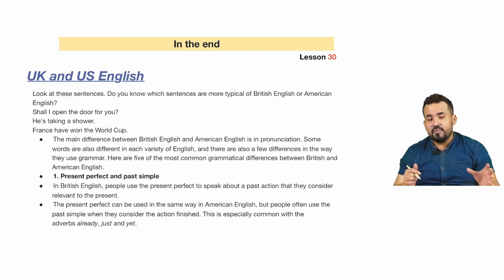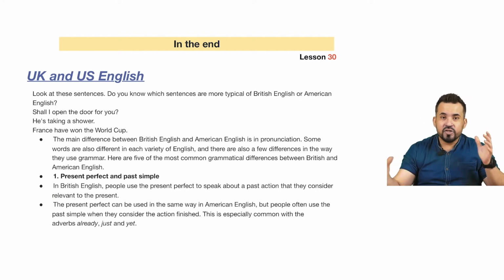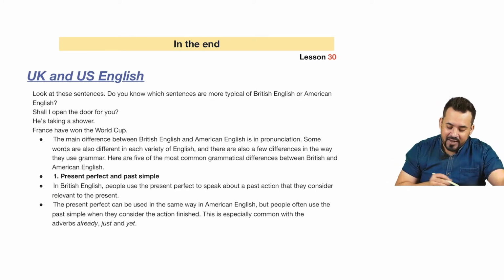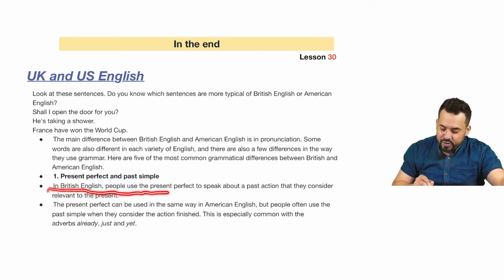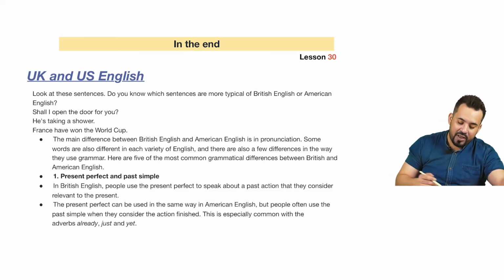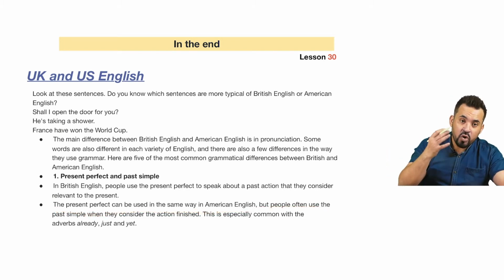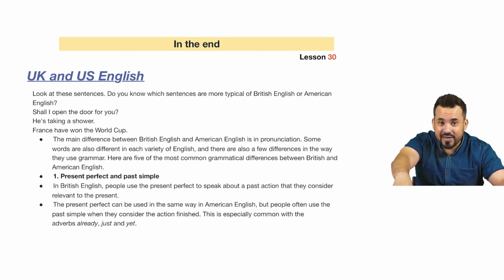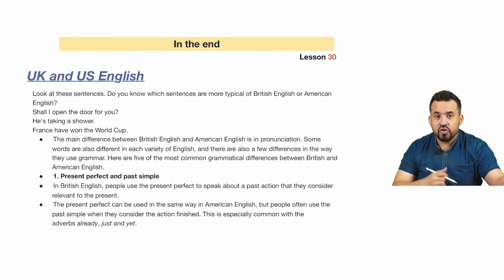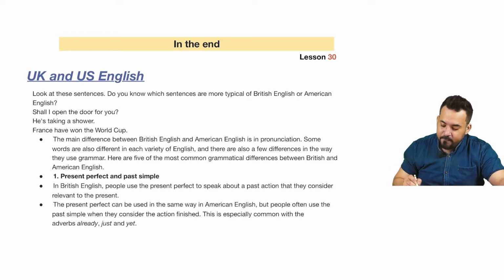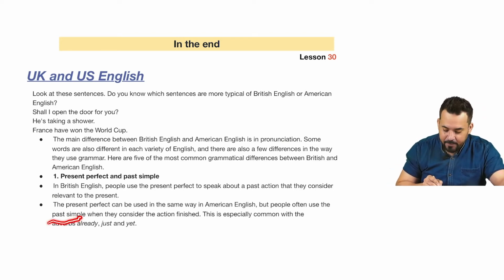Now, there are still some differences in grammar, okay? So let's take a look at this. Present perfect and past simple. In British English, people use the present perfect to speak about a past action that they consider relevant to the present. The present perfect can be used in the same way in American English. So something that happened in the past that is relevant to now is used in the same way in American English, but people also use the past simple when they consider the action finished, okay?